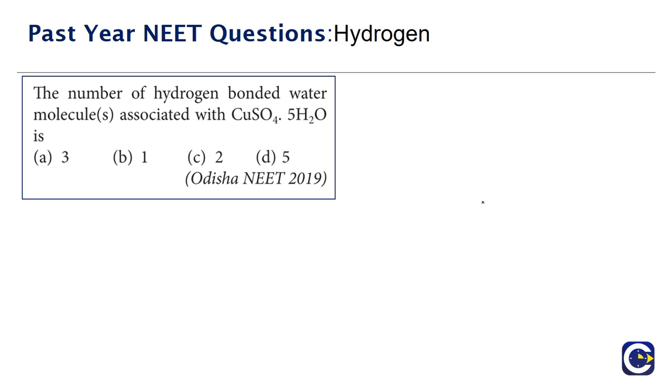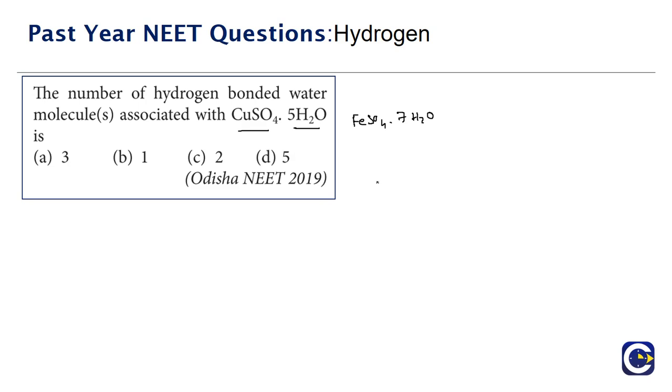Moving on to the next question, this is the question that has come in NEET 2019 Odisha paper. The number of hydrogen bonded water molecules associated with CuSO4.5H2O. This is called as blue vitriol, and it might be worth remembering that these vitriols, blue vitriol and green vitriol, is FeSO4.7H2O. In some of the not in the NEET or AIPMT, but in some other competitive examinations, they have even asked straight questions on identifying what is the compound that corresponds to a particular vitriol. So copper sulfate .5H2O is also called as blue vitriol.